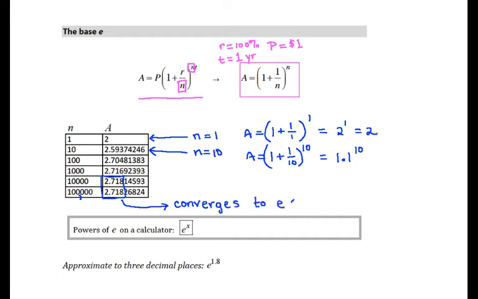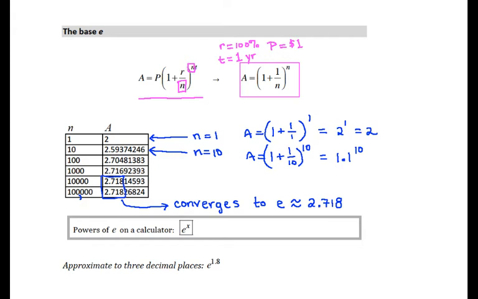And the approximation that we most often use of e is 2.718. We've already seen this sequence converge to that many digits. Of course, this is an irrational number, so we could keep going forever and we would still not have exactly defined e, but we can get decimal approximations of e.